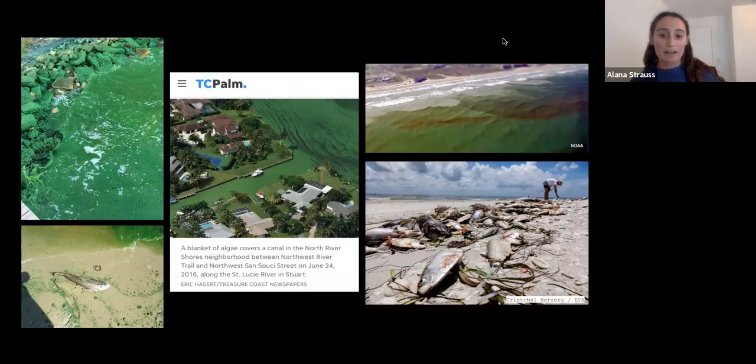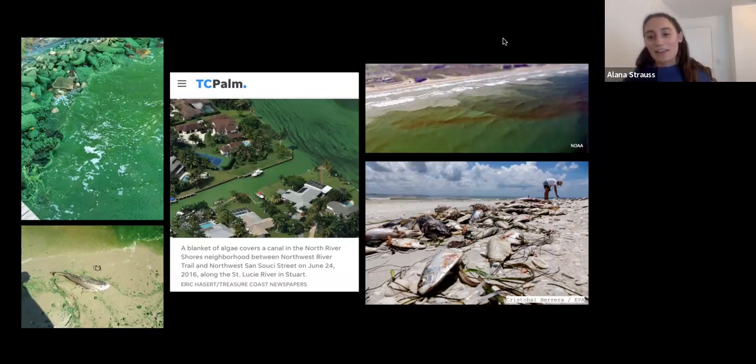In 2016, we had a massive algae bloom that led to fish kills and other ecosystem destructions. And you can see there's a canal in the middle of that picture in the center, and it's completely green. It doesn't even look like water, but it is. Crazy. So these are toxic cyanobacteria algae blooms that lead to fish kills and other types of ecosystem horrors, I guess.